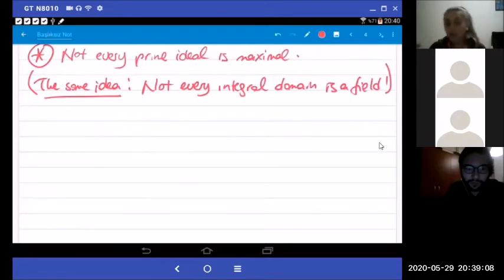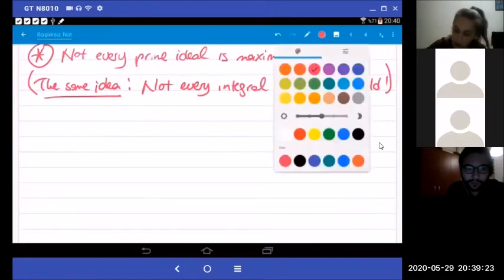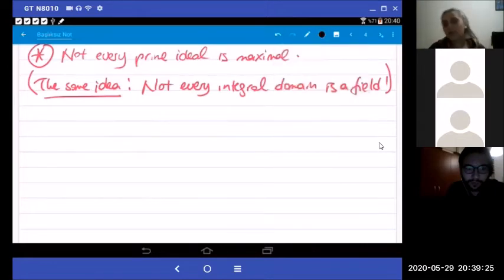Now, if we say something like this, for example, in an examination, I'm saying that not every prime ideal is maximal. But just saying this is not enough. We need to give a counterexample for this one, okay? So let us look at a non-trivial counterexample. You always have this example, a trivial one.